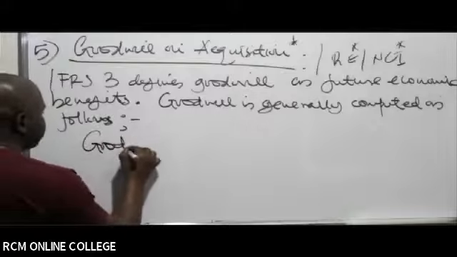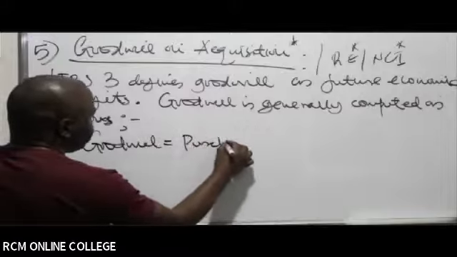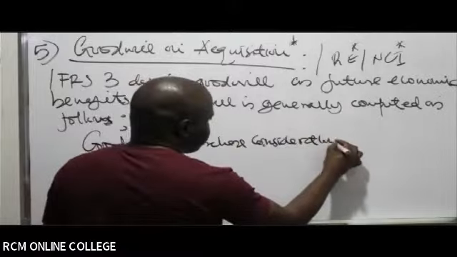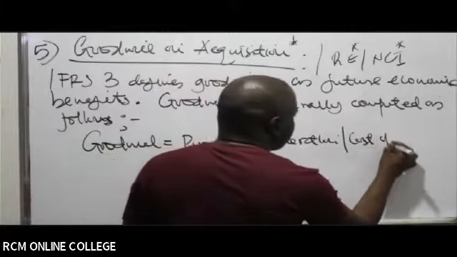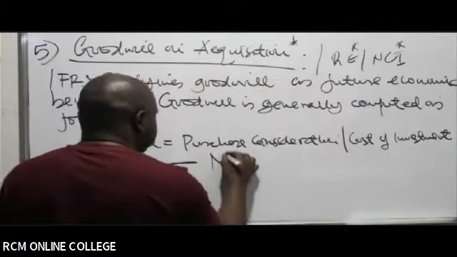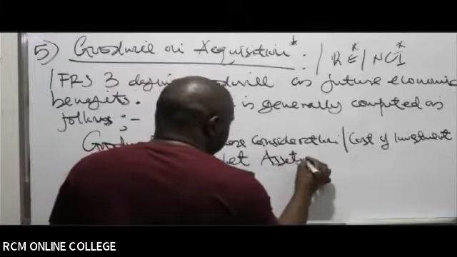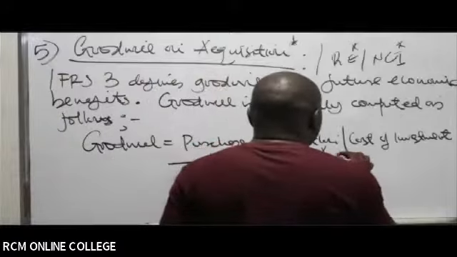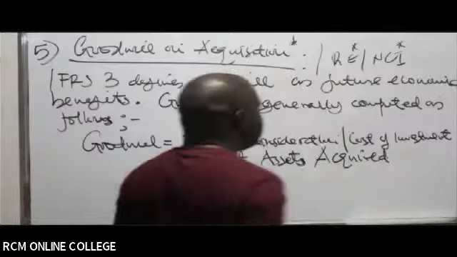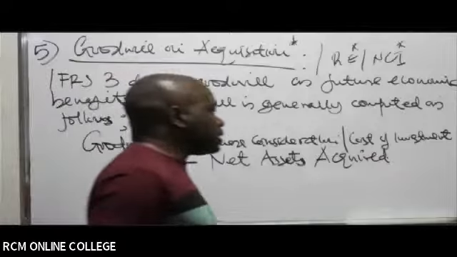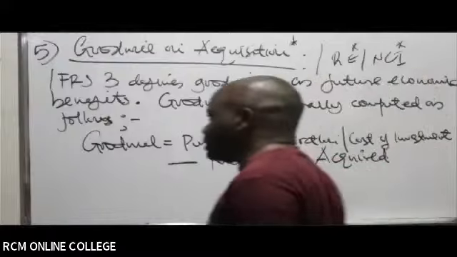That's the simple one. Goodwill is equal to the purchase consideration, or what you say is the cost of investment, minus the net assets acquired. So that's the general formula.